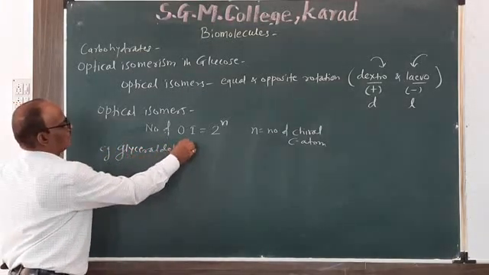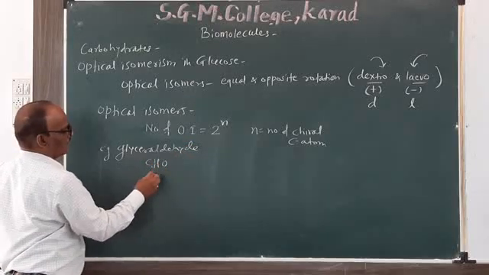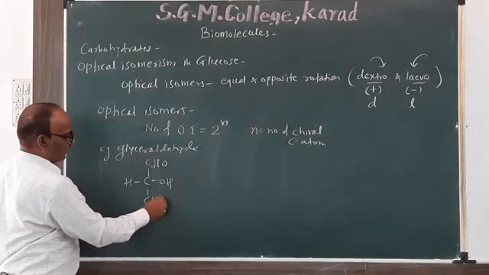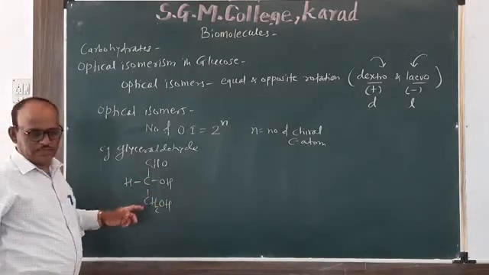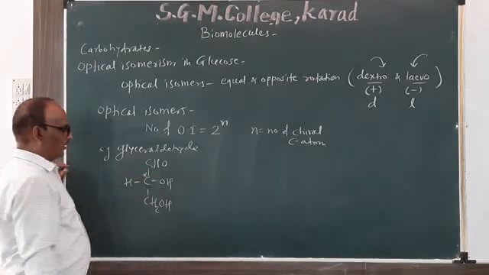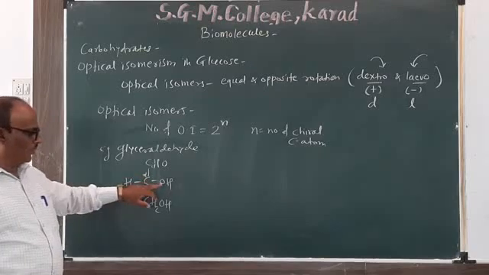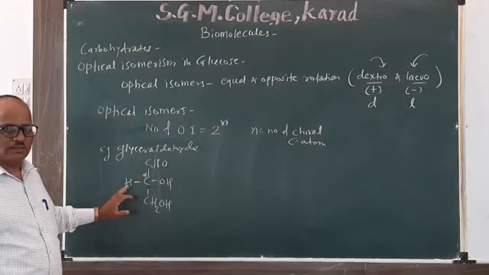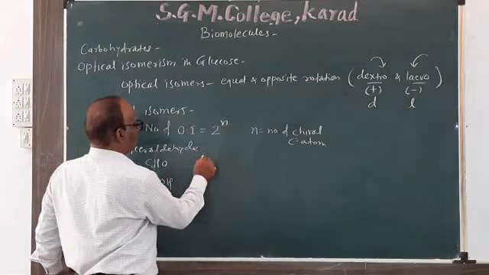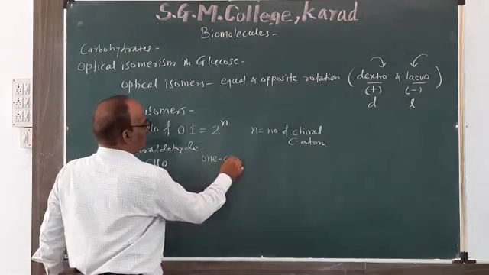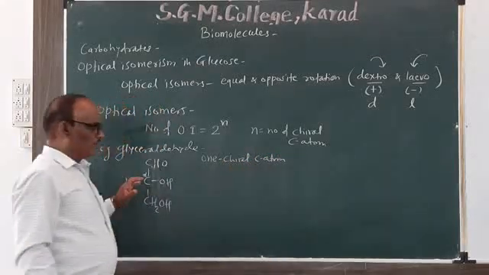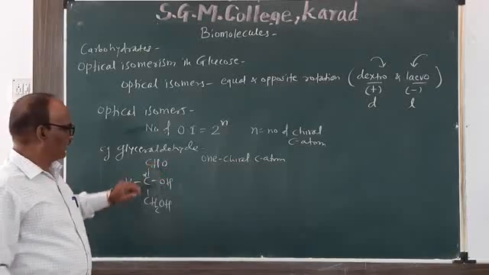The structure of glyceraldehyde is CHO, CHOH, and CH2OH. There are a total of 3 carbon atoms, in which only the second carbon is asymmetric because this carbon atom is attached to 4 different groups. Therefore, it is an asymmetric carbon atom. So this glyceraldehyde contains only 1 chiral carbon atom.